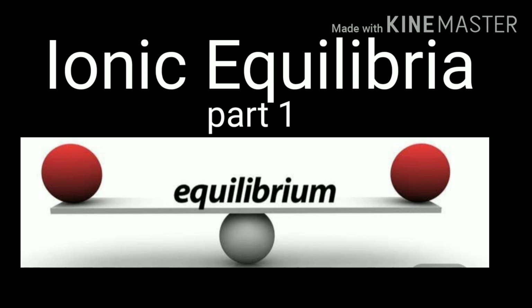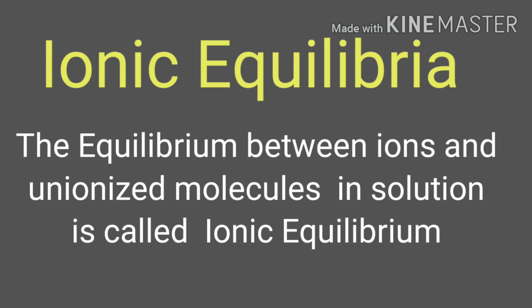The second question that you need to answer is, what are electrolytes? We know that electrolytes are substances which, when dissolved in water, produce ions, and hence these solutions can conduct electricity as well. Now, what is this ionic equilibria? The equilibrium that exists between ions and unionized molecules in solution is called ionic equilibrium.